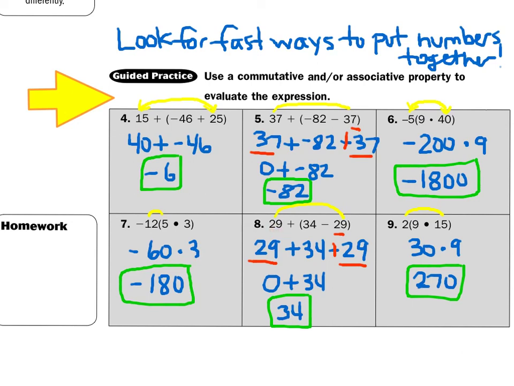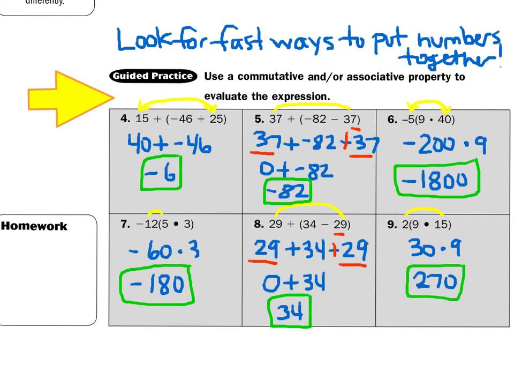Take a look at number 8. I have 29 plus negative 34 minus 29. Well, remember, when we see a minus, we're going to add a line and change the sign. So this becomes 29 plus 34 plus negative 29. And I like to see that. Positive 29 plus negative 29. They destroy each other and make 0. So I have 0 plus 34, and that gives me 34.